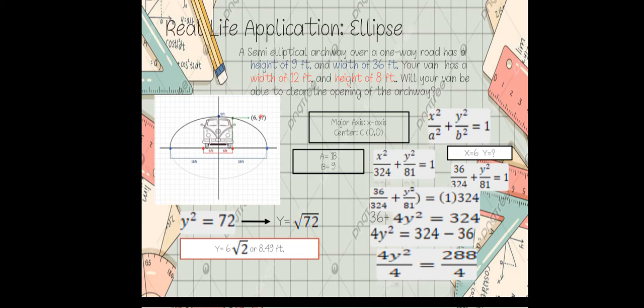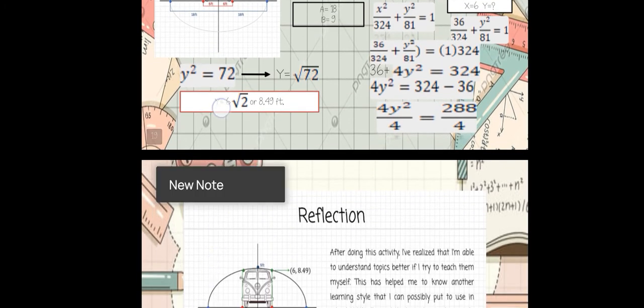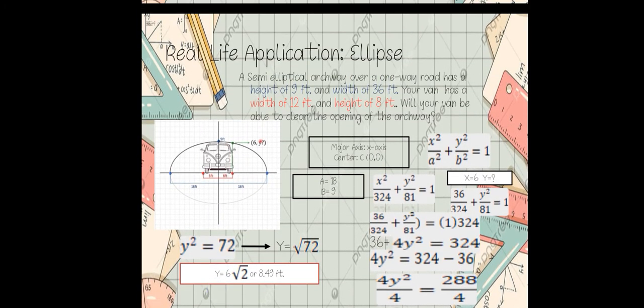And to get rid of the square, we take the square root of both sides of the equation, leaving us with our final answer, which is y is equal to 6 square root of 2, or 8.49 feet. So since 8.49 is more than 8 feet, which is the height of the van, it will be able to clear the opening of the archway. And this is a real life application of ellipse.